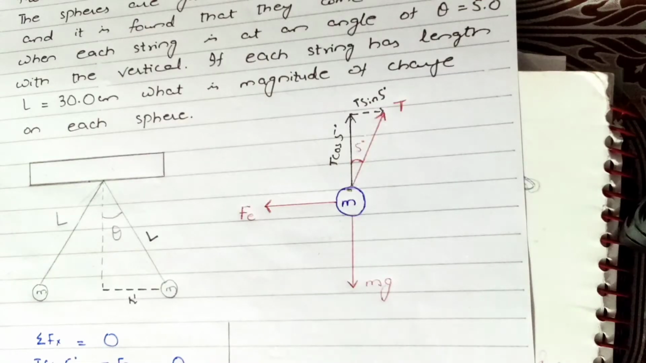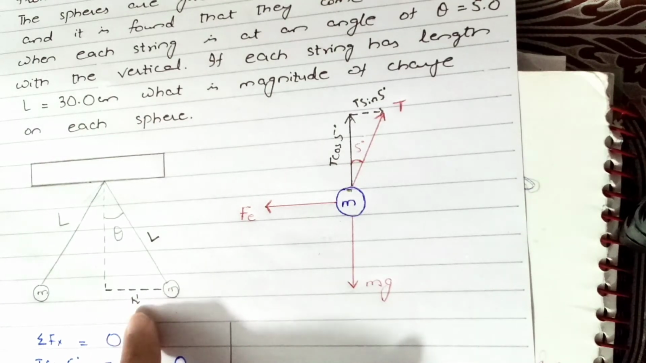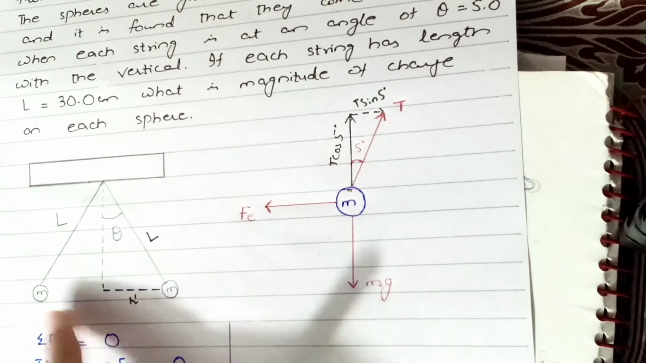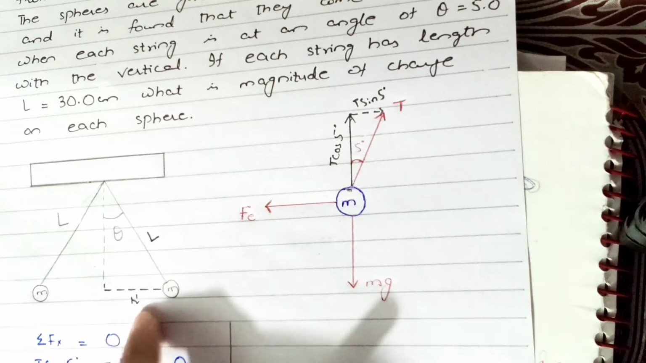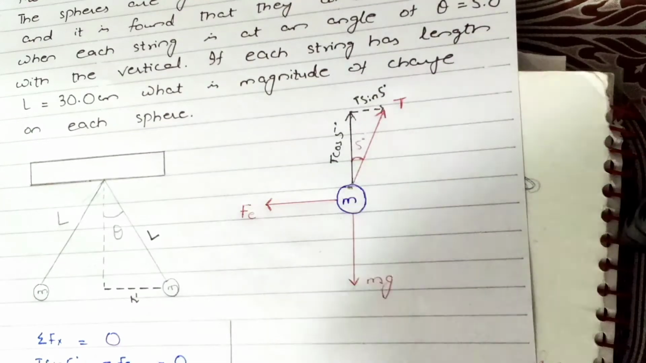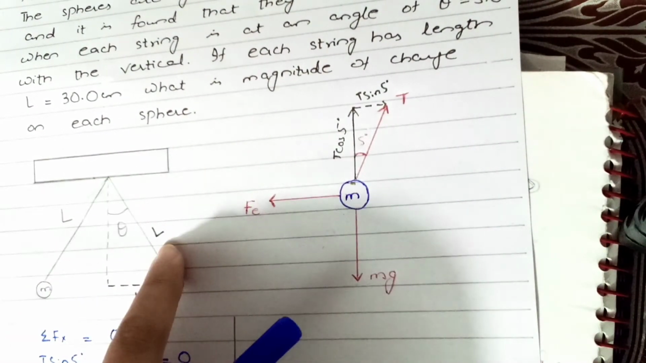So students, this is my right angle triangle. Let's call this side R dash because we don't know the distance from this M to this M. So let's just call it R dash. Why I have called it R dash, you will come to know later. And this tension is basically L. So we have written L.